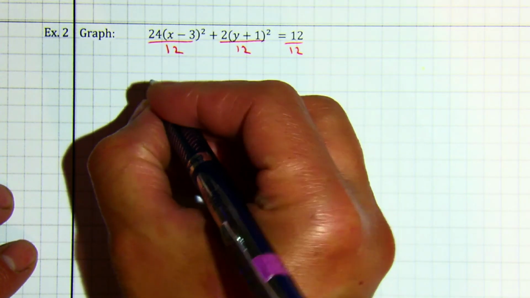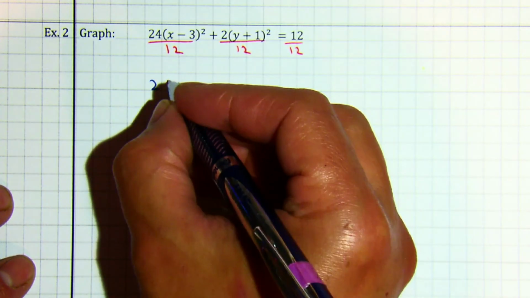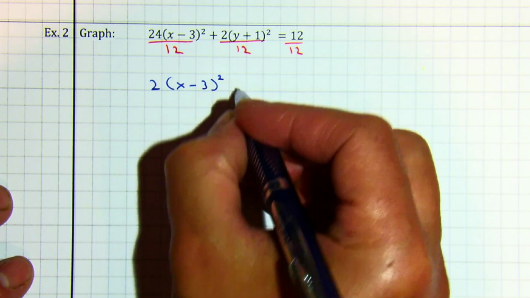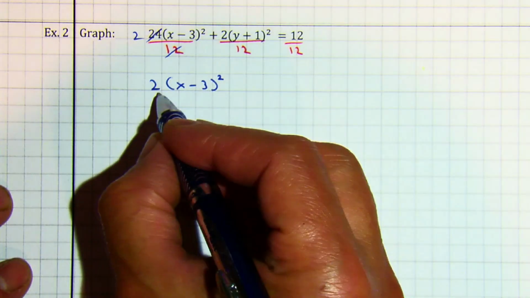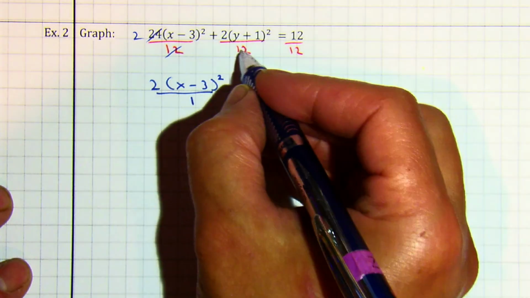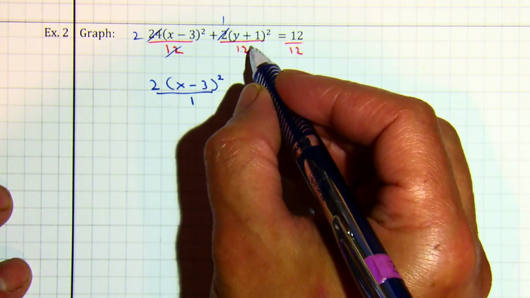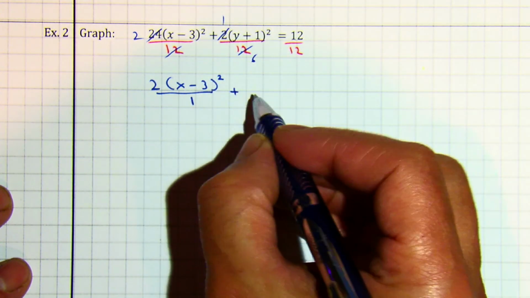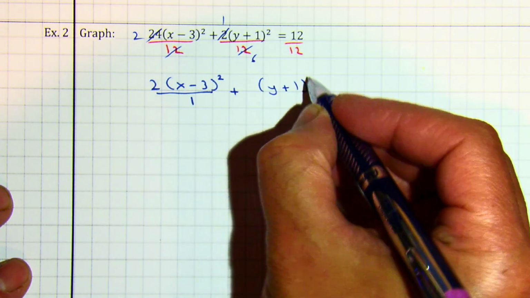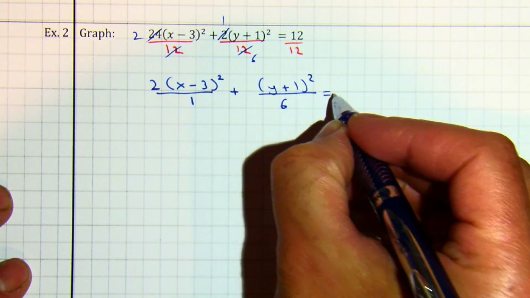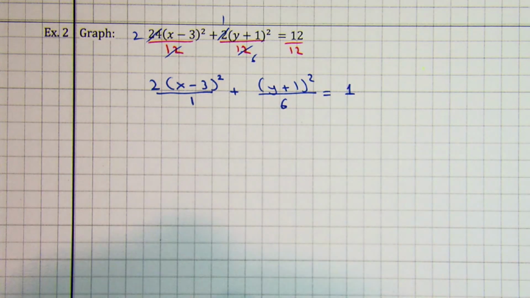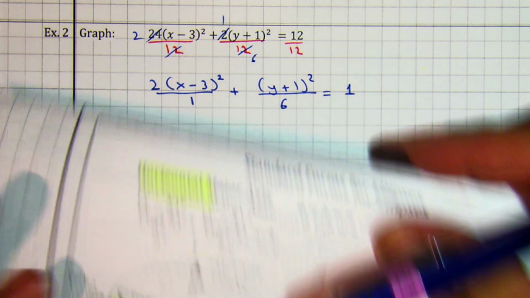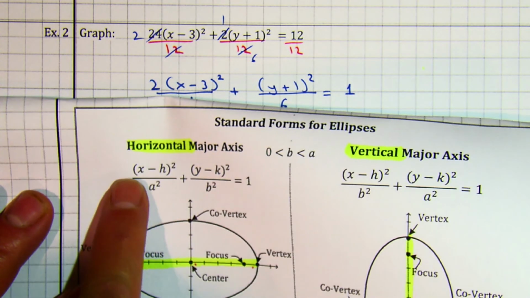That gives me 2. If I simplify, (x minus 3) squared, divide by 12 gives me 2, divide by 12 gives me 1. Divide by 2 gives me 1, divide by 2 gives me 6. So plus (y plus 1) squared over 6 equals 1. And now we have the format that we want. Well, almost, because we don't want a leading coefficient here.